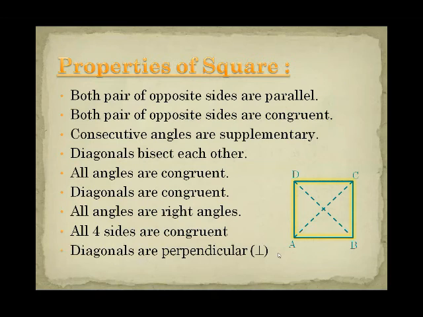Diagonals are perpendicular. In a square, the diagonals, which bisect each other, are perpendicular to each other. Properties of an isosceles trapezoid.